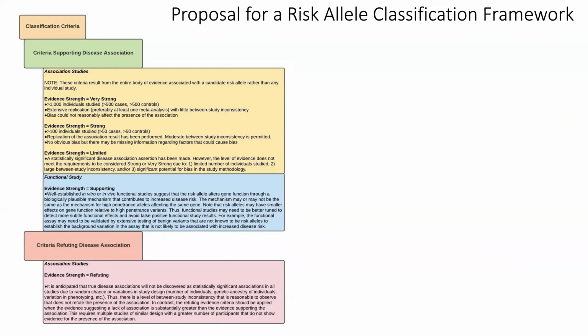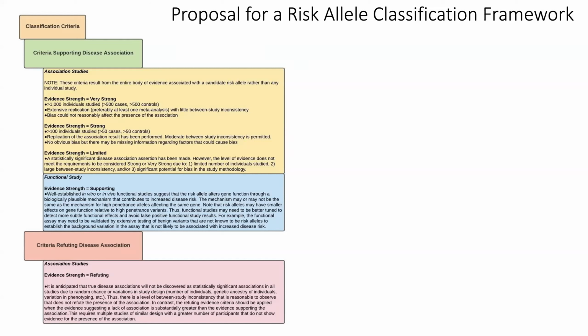So if there is a functional effect and we understand the mechanism of risk, then that becomes supporting evidence. But if that's not there, that does not suggest essentially benign evidence. It doesn't refute disease association. So what does refute disease association? Well, overwhelming association study evidence that refutes a prior finding.